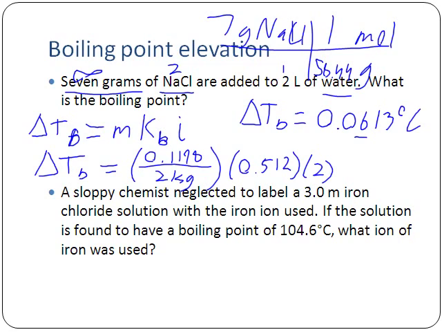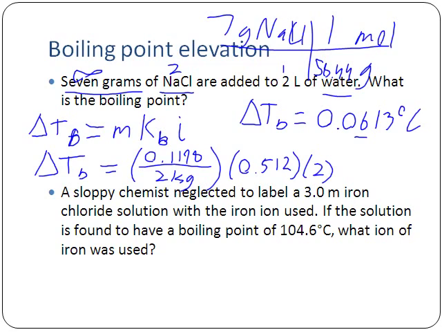To find the boiling point, we have to look at the original boiling point of water, which is 100 degrees. And that 100 degrees is defined to be exactly that, for the purpose of this class. If it's exact, then when we add our 0.06 to the 100, the 100 really isn't going to matter significant figure-wise. The only thing that's going to matter is our 0.06.